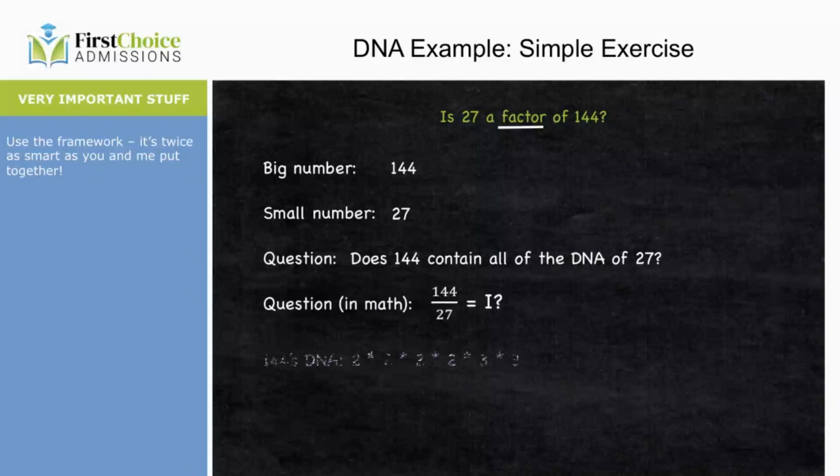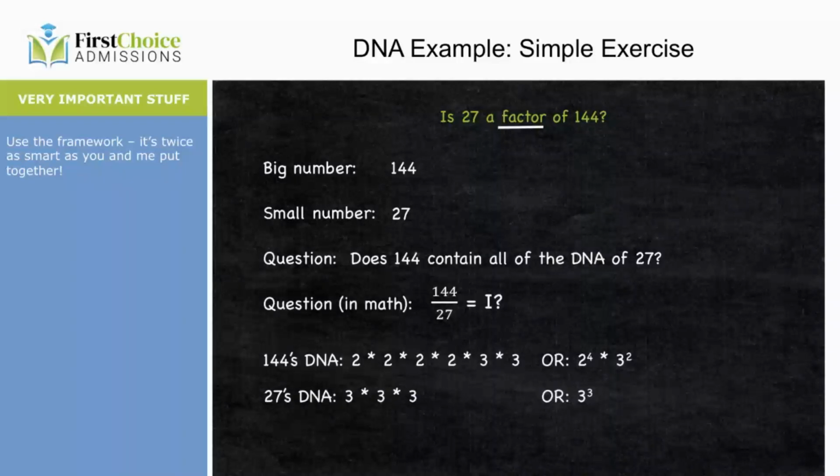Okay, well, let's break down our numbers. 144's DNA is 2 times 2 times 2 times 2 times 3 times 3, which is 2 to the 4th times 3 squared. 27's DNA is 3 times 3 times 3, which is 3 cubed. So, does 144 contain all the DNA of 27? No, we're missing a 3. It does not.